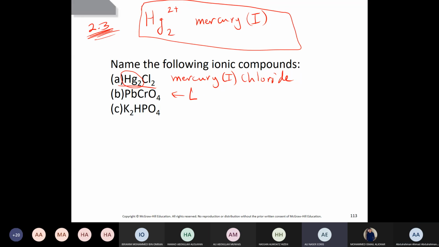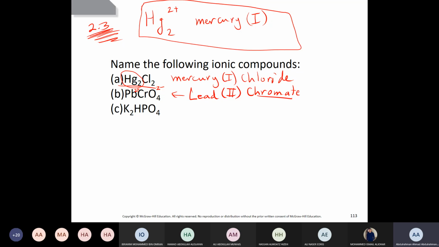Lead 2. Lead is not a transition metal, but it has more than one oxidation number. That's why we should put which oxidation we're talking about. We're talking about lead 2, and then chromate. We get it from table 2.3 again. And we know the charge of chromate is -2. That's why the lead must be +2. Clear? Yes. Okay, last one.